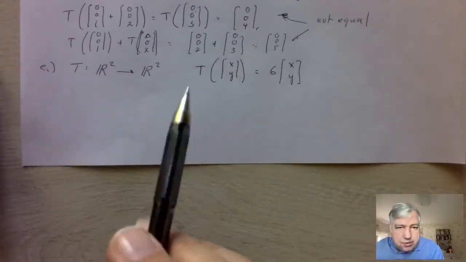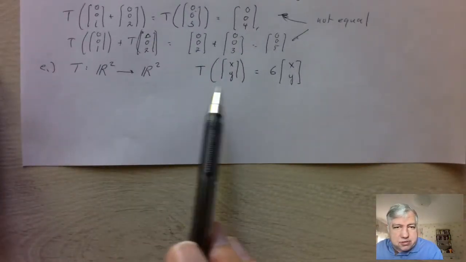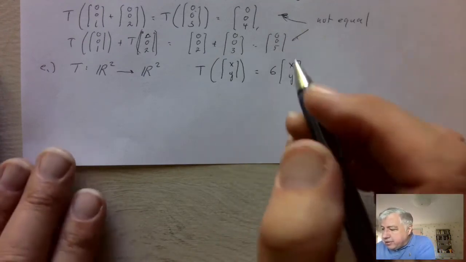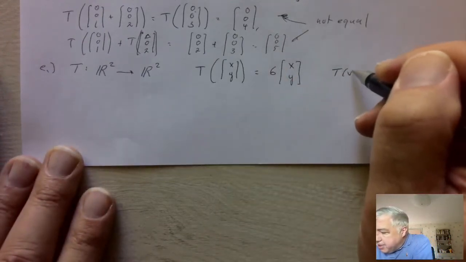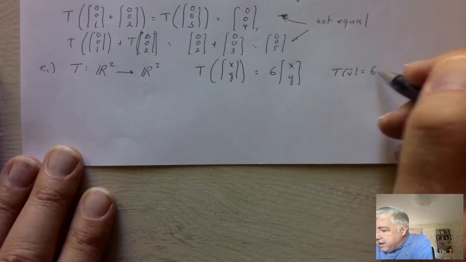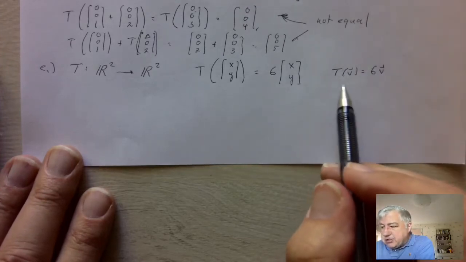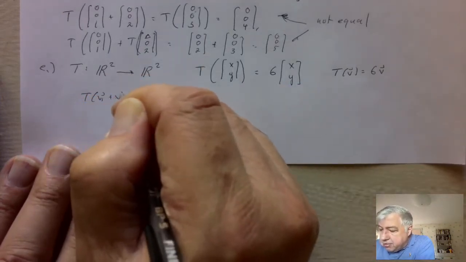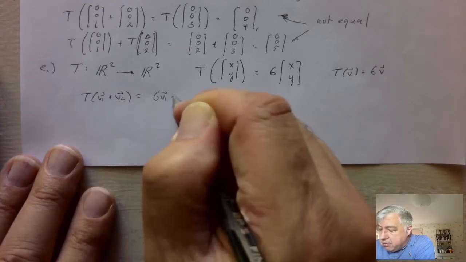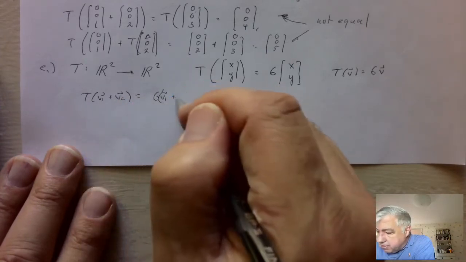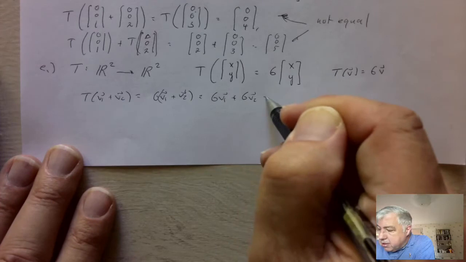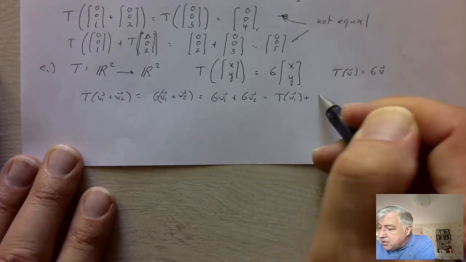Part E. Here is a function that just takes a vector in R2 and multiplies by 6. You can do it component-wise, or you can just notice that T of V is 6V. You can clearly see that T of V1 plus V2 will be 6 times V1 plus V2, which is 6V1 plus 6V2, which is T of V1 plus T of V2.